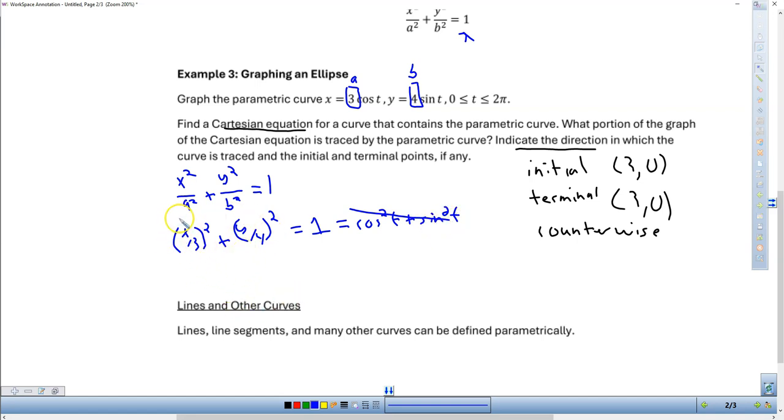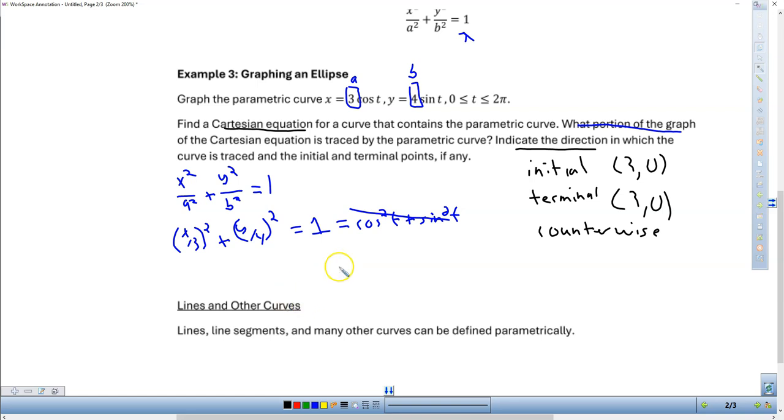So having x over 3 quantity squared plus y over 4 quantity squared equal to 1 should give us a good equation. Now, the last thing that we need to answer for this question is what portion of the graph is traced by the parametric curve. And of course, that is going to be one that we have to actually think about when we look at this equation. Now this is again going back to our a and b. So our a and b we identified as 3 and 4, x being one component and y being the other.